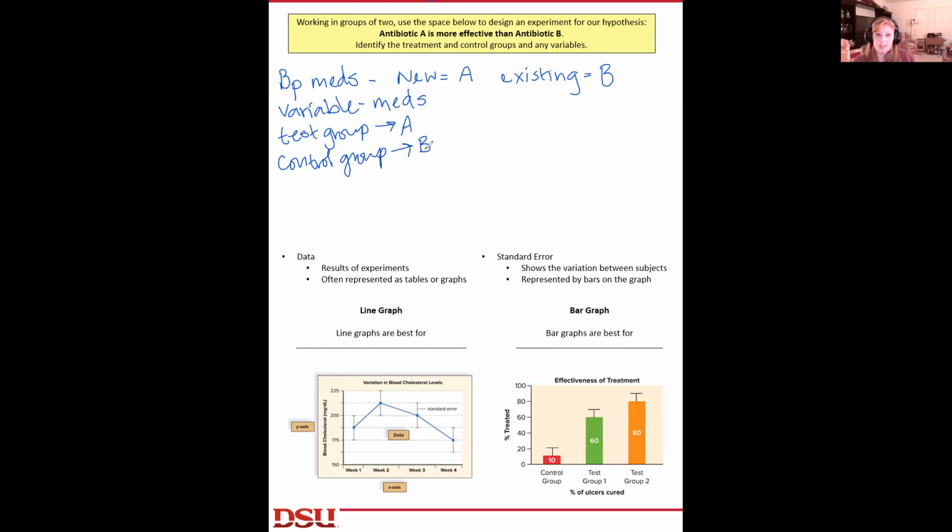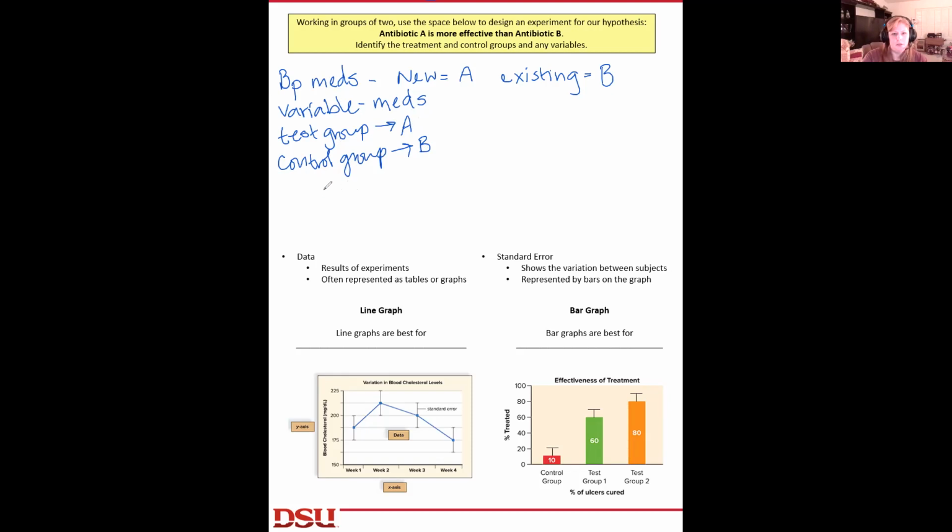The way that we do that then is by putting them on medication that has existed for a longer time. You already have the data on side effects, the percentage of the people it works for. So we're going to use the existing medication to compare the results we get from this new medication. Okay.